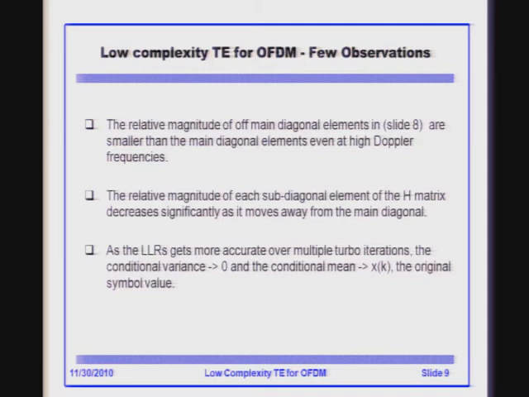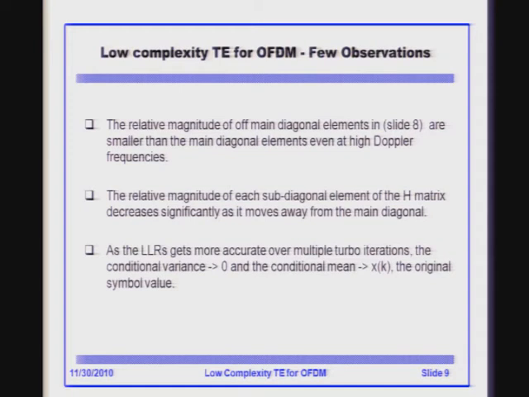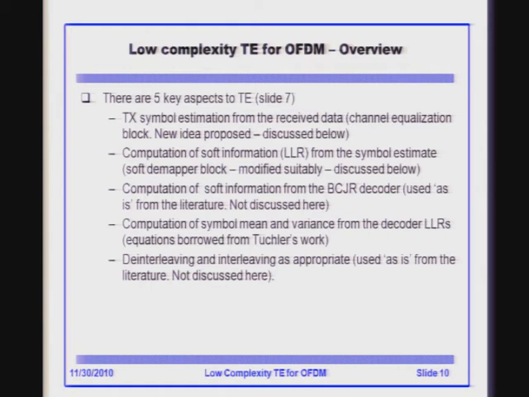Another one is, as the LLR, once you iterate through after a few iterations, the log likelihood ratios get more and more accurate, and once it's more and more accurate, the conditional variance tends to zero, and the conditional mean of each symbol value tends to the original symbol value. That is a very key observation. We saw these details in an earlier slide, and we discussed this.